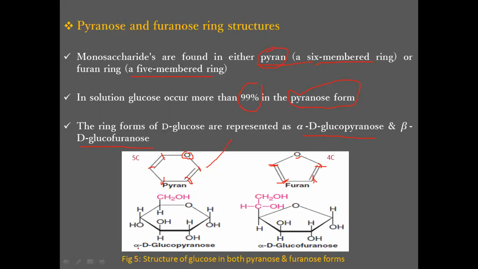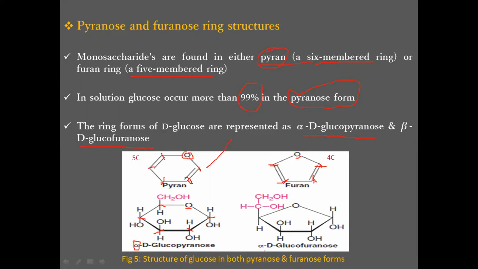This is the example of alpha D-glucopyranose. You can see here the 6-member ring. This is carbon 1, this is carbon 2, this is carbon 3, this is carbon 4, this is carbon 5, and the carbon number 6 is outside the ring. So the ring contains 5 carbons and 6 members, including oxygen. We will discuss the alpha and beta in the next form of isomerism.